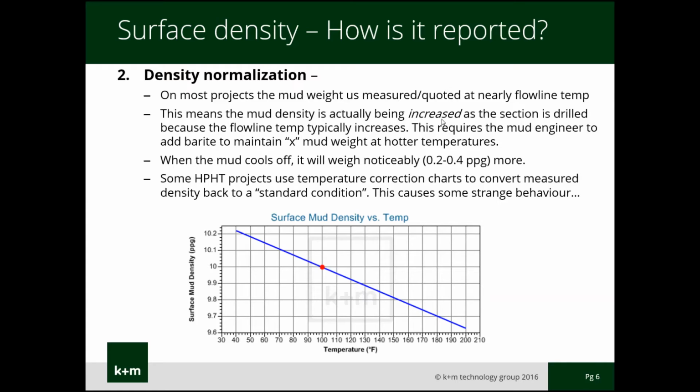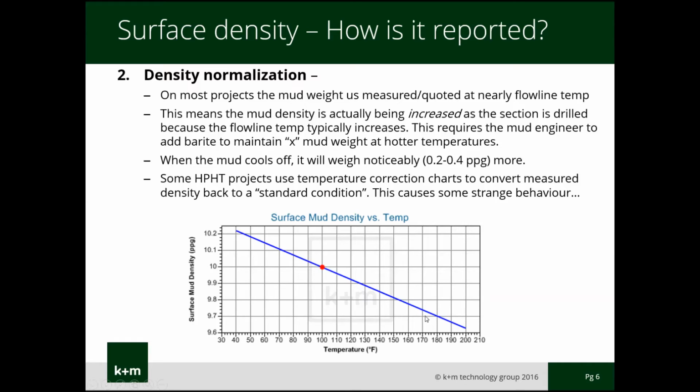We have to add barite in order to maintain the same measured density at increasingly higher temperatures, like this graph illustrates. If I was to measure mud of 10 pounds per gallon at 100 degrees Fahrenheit, and I wanted to maintain 10 pounds per gallon but I'm way over here at 170 degrees, if I had not added any barite to the mud, what that 10 pound per gallon mud at 100 degrees Fahrenheit would actually weigh is about 9.7. So a substantial decrease in the mud weight.